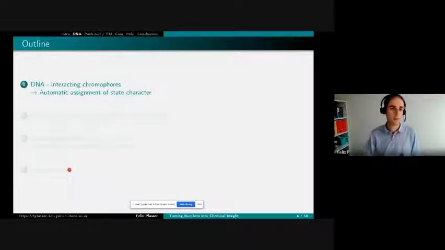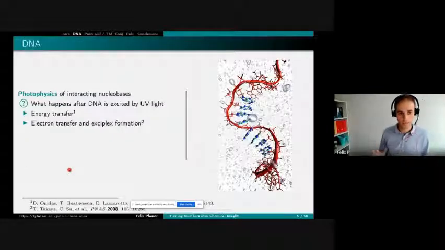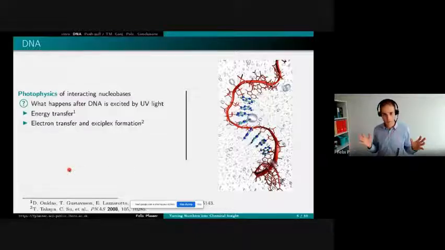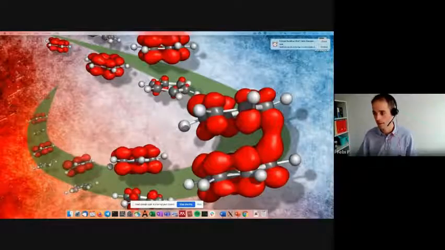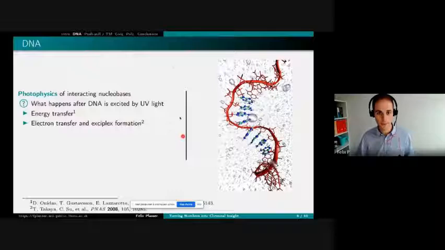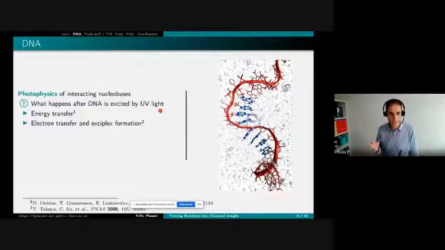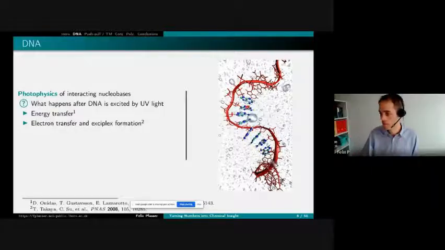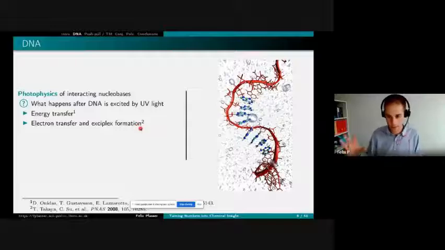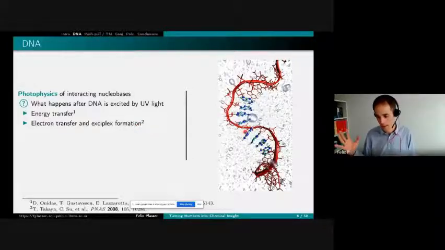All right, so the first question is, we'll look at DNA, we compute the photophysics of interacting nucleobases. I started out with this working for Hans Lischka about 10 years ago. So people care about what happens after DNA is excited by UV lights. You might transfer energy from one base to the next base. I hope you can see this again on the screen. Yeah, looks all right. Or electron transfer, exciplex formations in the dynamic processes.